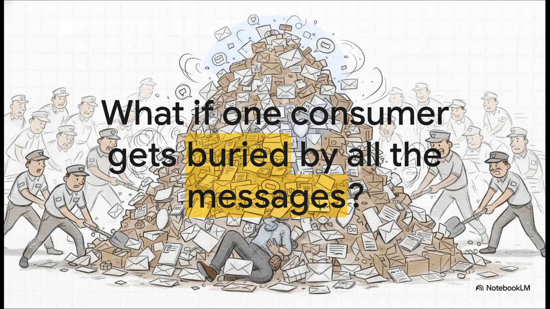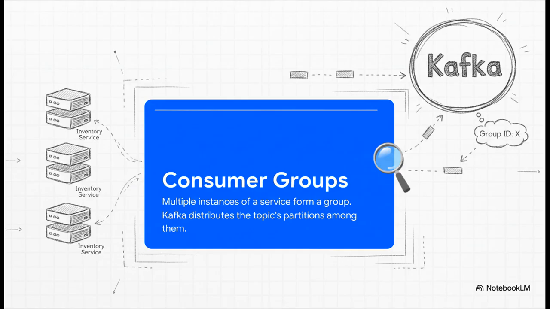All right, so our post office is now a well-oiled machine. The workers are sorting mail like crazy. But what if all that mail is still going to just one person? What happens if our single consumer gets totally buried under this mountain of messages? We've just moved the bottleneck, haven't we? And you're right, that would be a bottleneck.